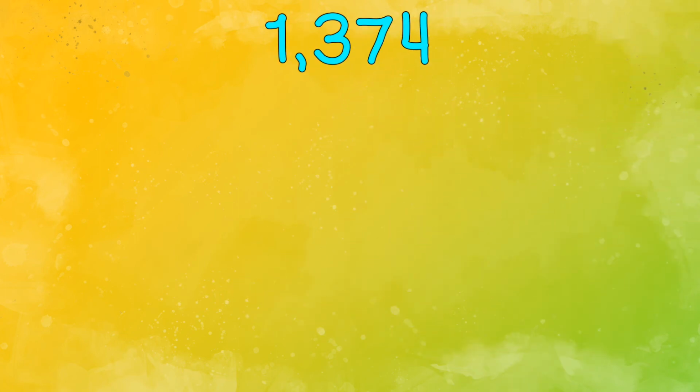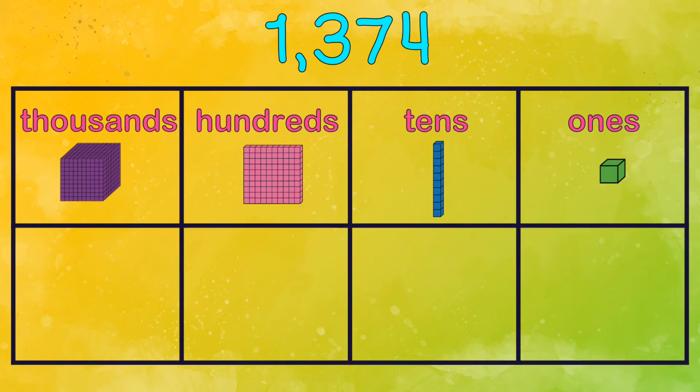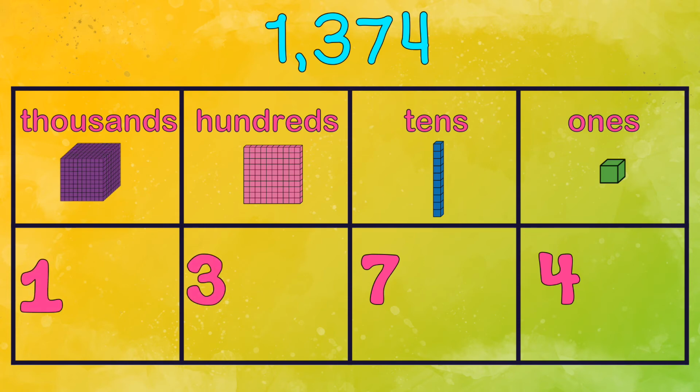Now that we know what each digit in a number represents, let's look at how we could represent each digit using base 10 blocks. The number 1374 is written in standard form. We will start by placing the digits in a place value chart. Remember, we are going to place the digits in the place value chart starting from lowest value to the largest value. The 4 belongs in the ones place, followed by the 7 in the tens place, the 3 in the hundreds place, and the 1 in the thousands place.